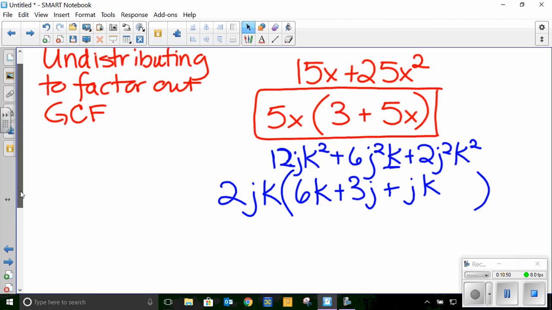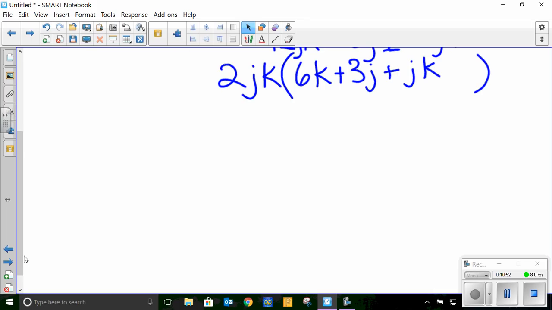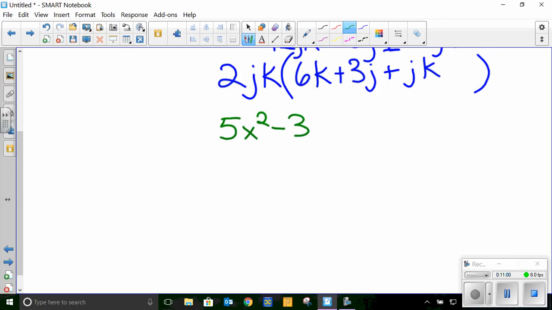It's possible that there's nothing we can do as far as pulling things out. For example, if we have this, 5x squared minus 3x minus 7. They have nothing in common. First of all, those numbers are prime. 3, 7, and 5, they're all prime. And so they don't share a common factor other than 1. And I can't pull anything out. There's not a common x with all of them, so I cannot pull anything out.